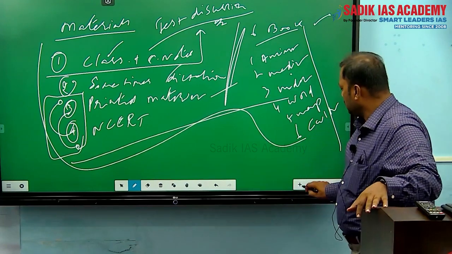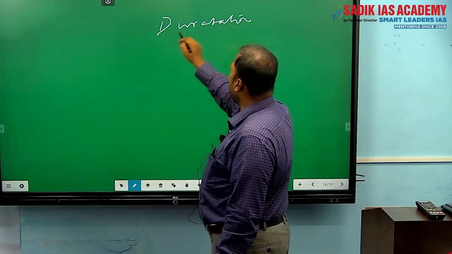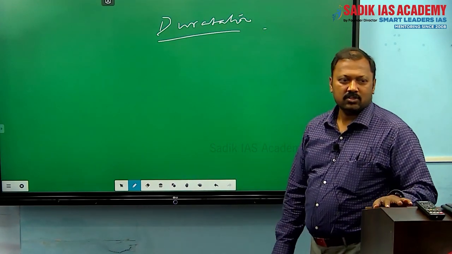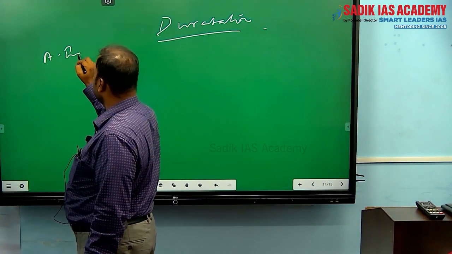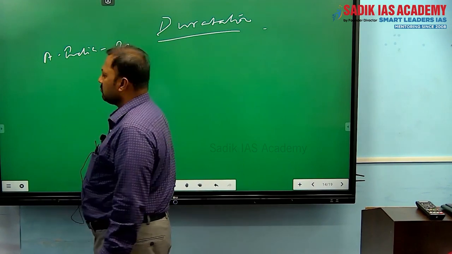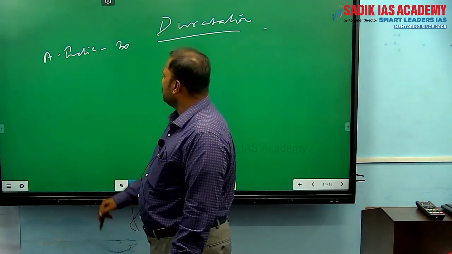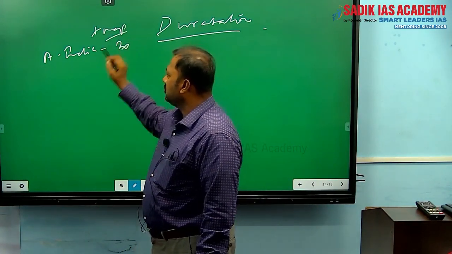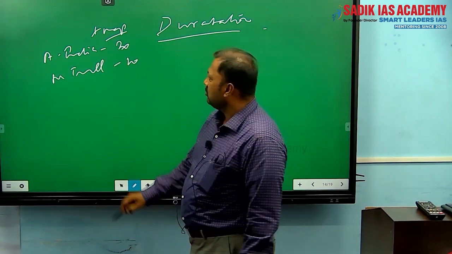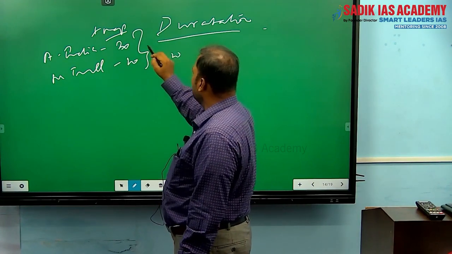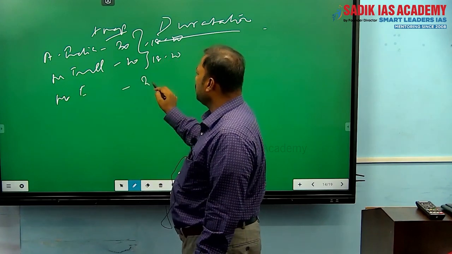Okay, next, duration of the course. How much duration do you think I have to take for a course? You calculate yourself. For ancient India, I require around 20 classes, even if you go slow, which includes the map also. Medieval India, about 18 to 20 classes. Modern India, 20 to 25 classes.